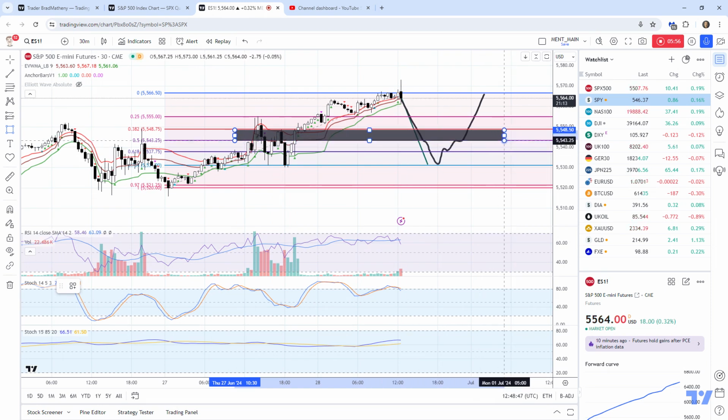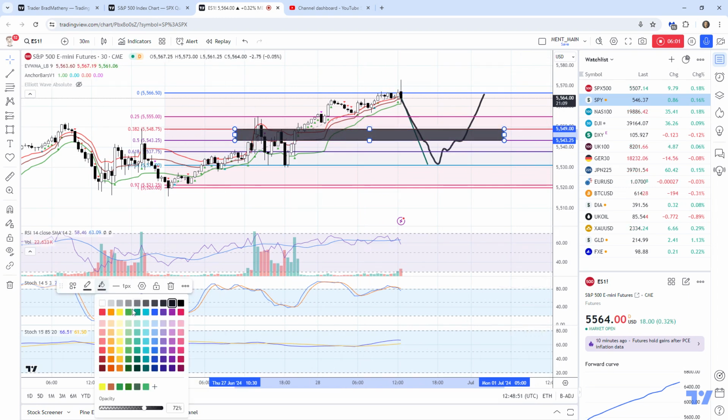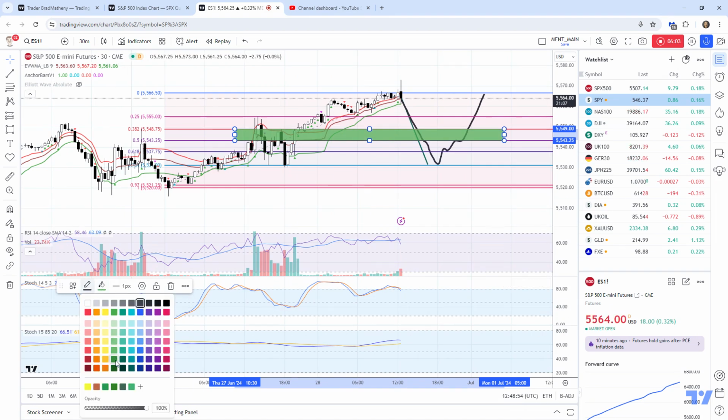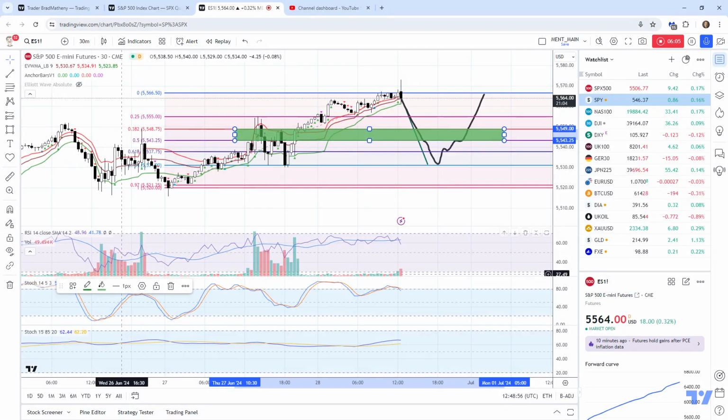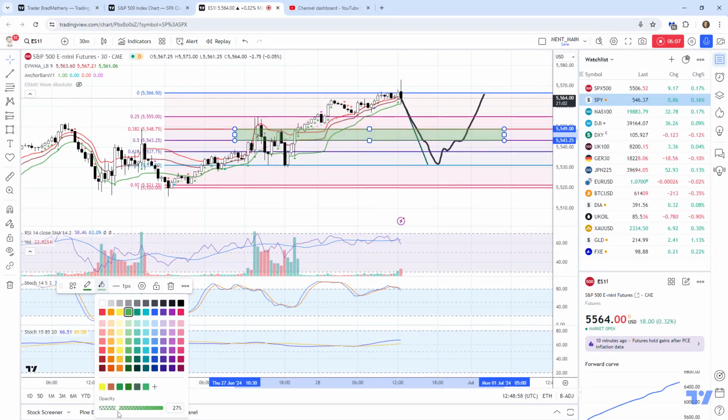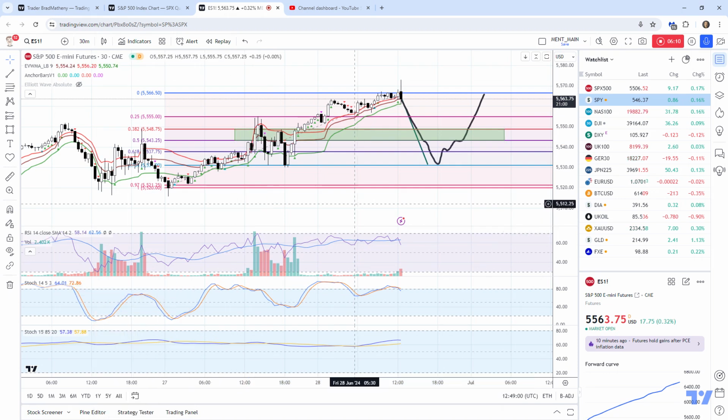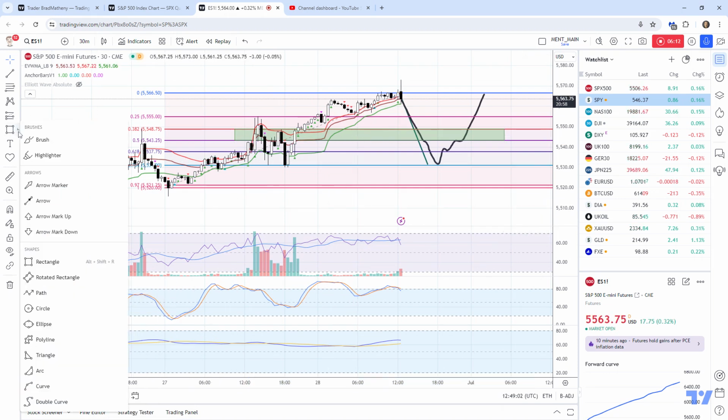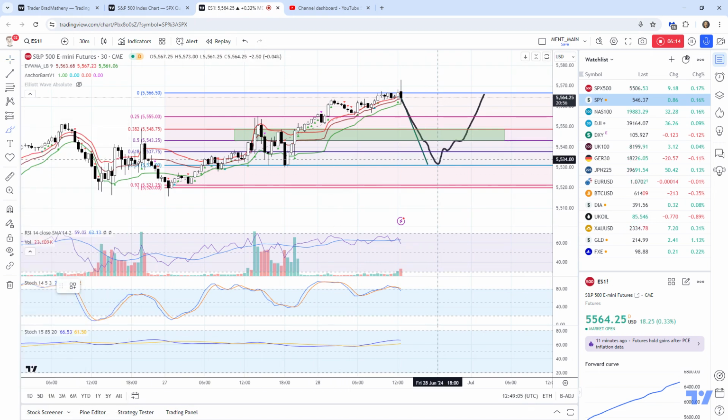And of course, I made my last box black. So this one looks black. I will fix that. Green and dark green. And of course, it's too heavy. So we set it up like this. And then we have the deep 618 level right down here in this area.